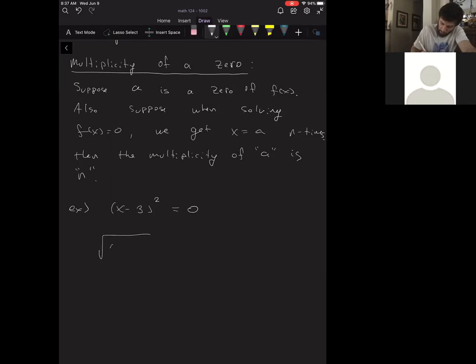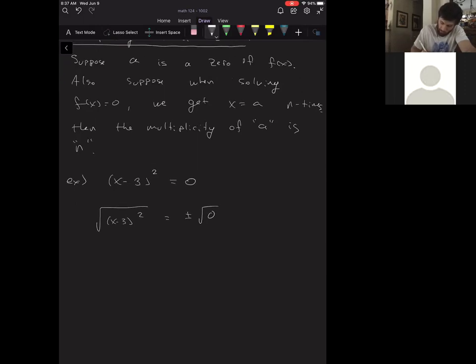We take the square root of x minus 3 squared, and that's going to equal plus or minus the square root of 0. On the left-hand side, the square root and the square go away, so we just have x minus 3. On the right-hand side, the square root of 0 is just 0. Sorry, no, this is actually not going to give us what we want, forget about this. Sorry, that was kind of confusing. Don't do the square root in this situation.